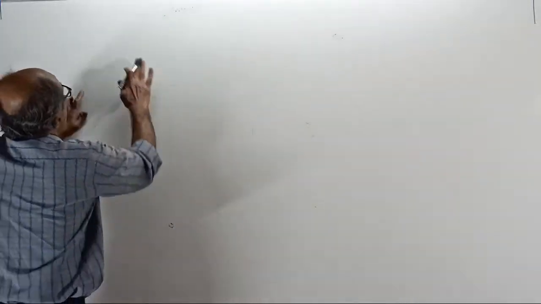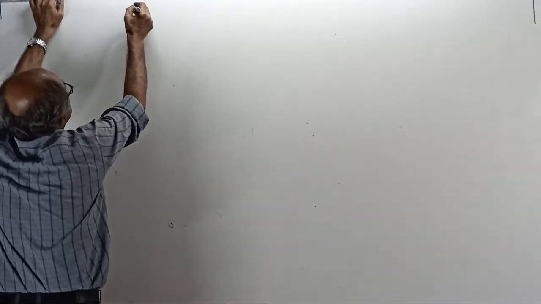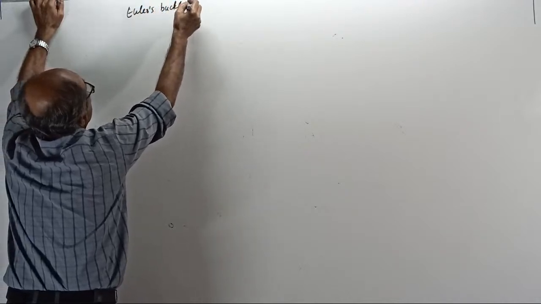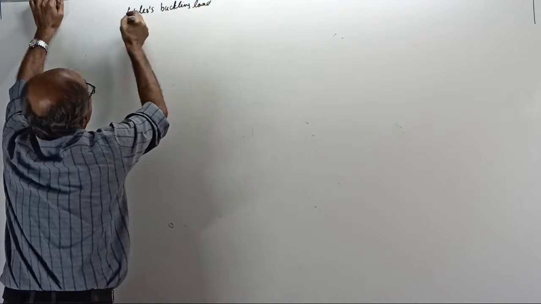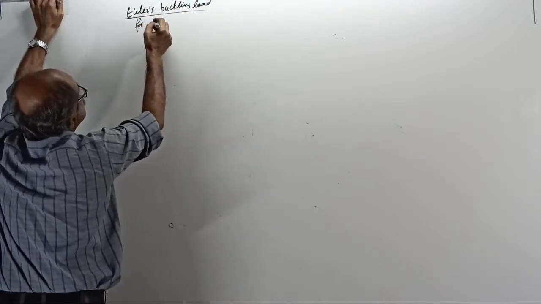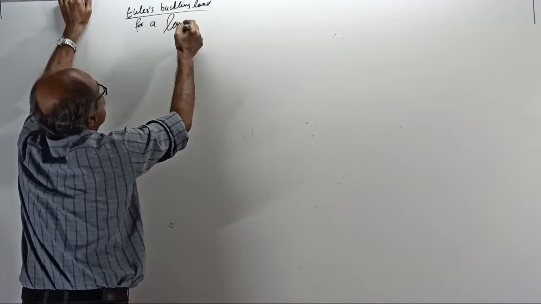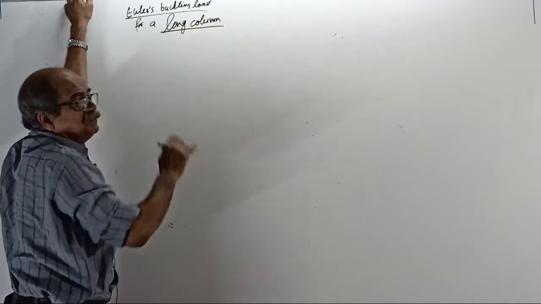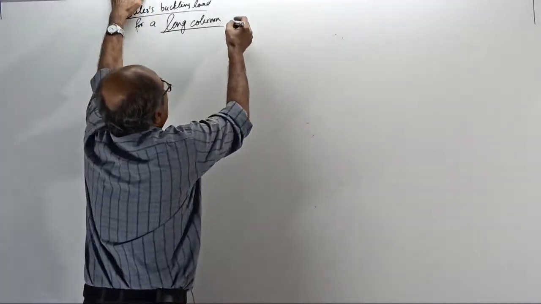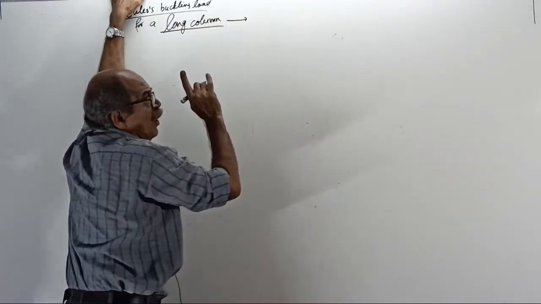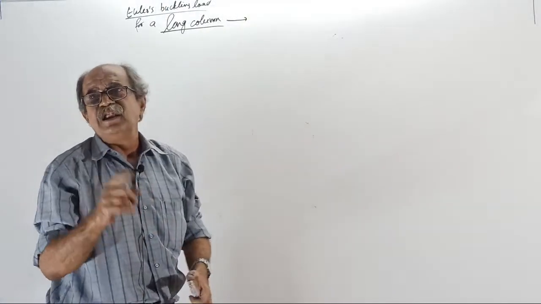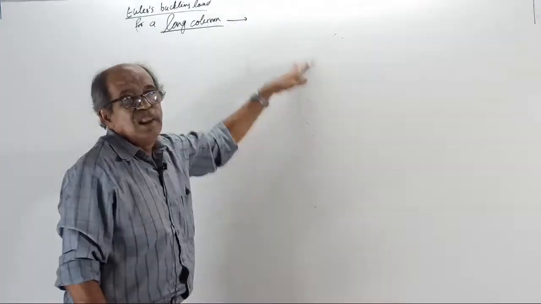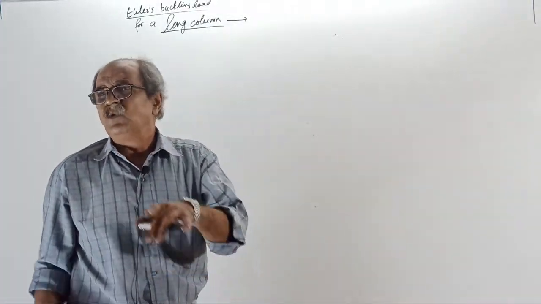Now, the heading is Euler's buckling load for a long column. Remember, Euler's formula is applicable only for a long column. I just now told you, for applying Euler's formula the condition is that it should fail only by buckling. Or a long column is one which will fail only by buckling.